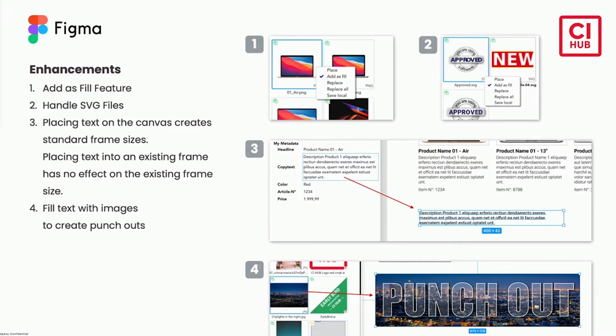And you can now also fill text with images with a fill feature and create punch outs and all this stuff. Quite cool. This is a nice feature and makes it really easy to use images as background for text. This is really nice. Great.